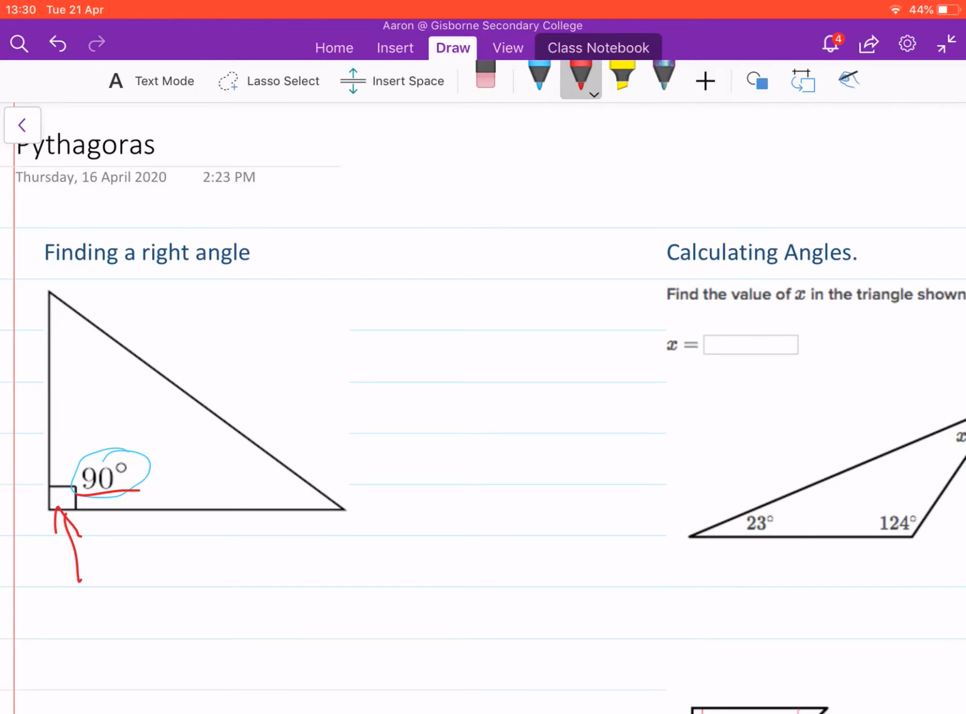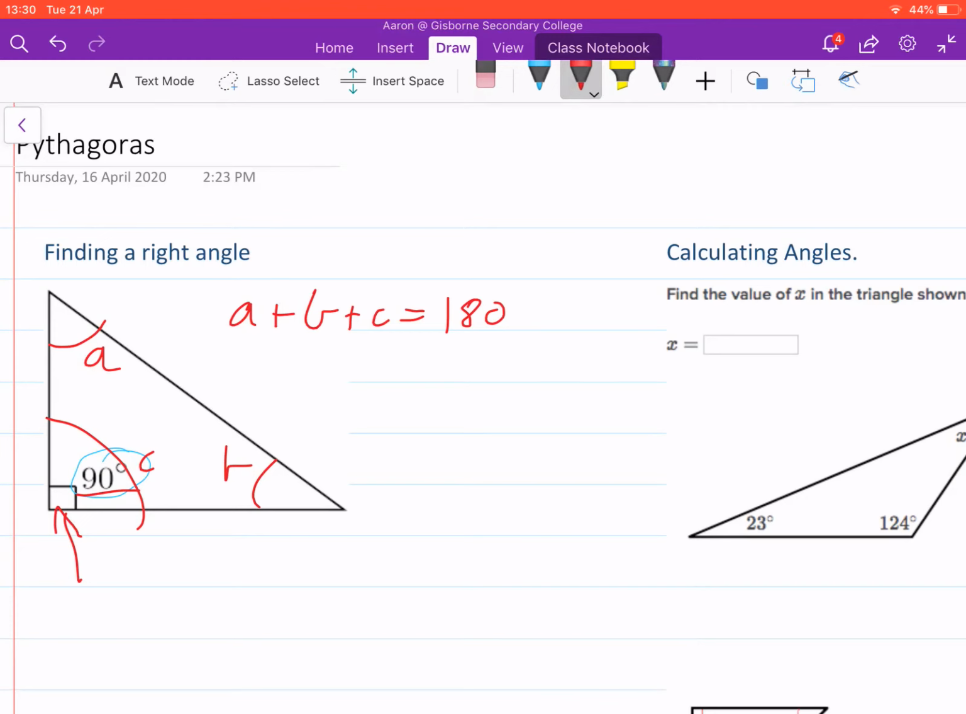Right? You only ever have one 90 degree in a triangle because hopefully we remember that all the angles in a triangle, if we label them A, B, C, A plus B plus C, for a triangle, all add up to 180 degrees. Alright, so that is number one.